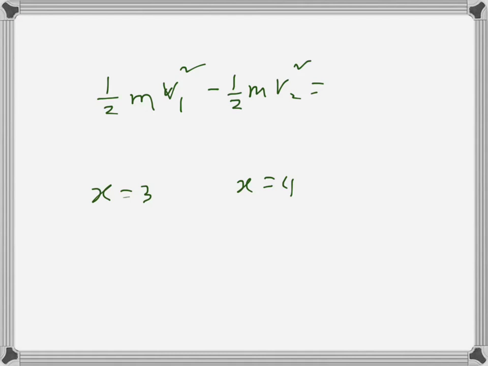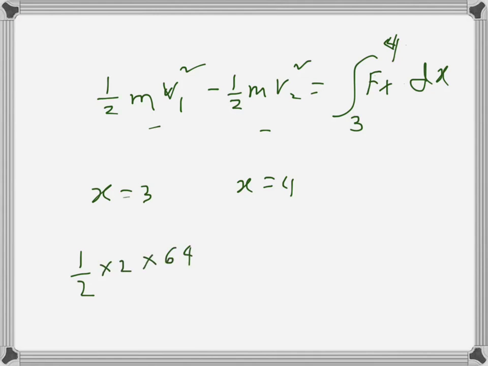So if we do that, we need to integrate the force, which is Fx dx, from 3 to 4, because x is equal to 3 at the start and x is equal to 4 at the end. So this is half into 2 into 8 squared, which is 64, minus half into 2 into v2 squared, which is our unknown here, and this one is 6x.